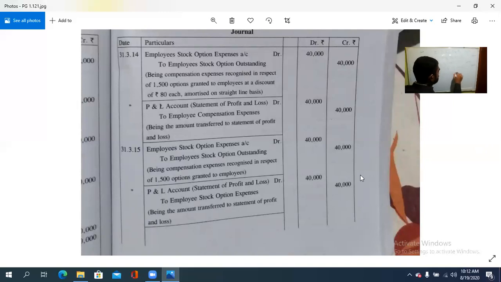ESO expense debit to ESO outstanding, 40,000. Then in the second year, the same entry is to be passed. P&L account debit to employees stock option expense, how much? 40,000. So these two entries are to be repeated for all the years of the vesting period. 40,000 is calculated. So 1 year, then 2 years.